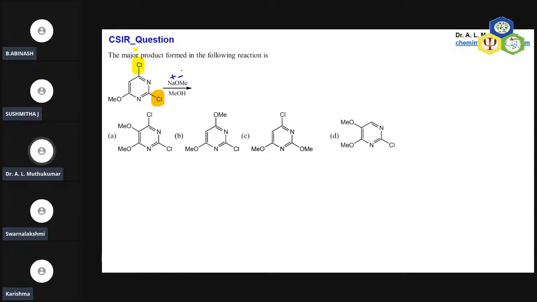So there are two possibilities: either this can attack here, or this can attack here. This orange chlorine atom is flanked between two nitrogen atoms. So what is happening here? This minus charge will attack here, and the negative charge is stabilized by both nitrogen atoms. So attack at this position is more predominant, leading to the formation of option C as the product.